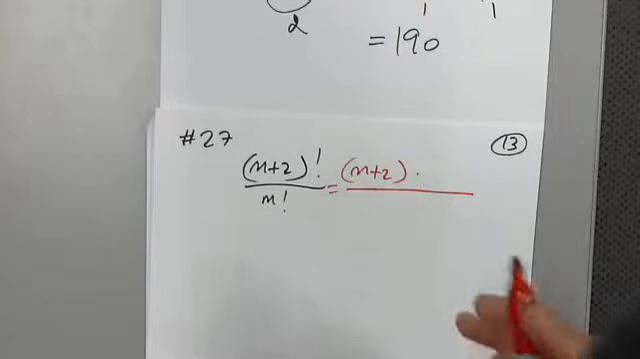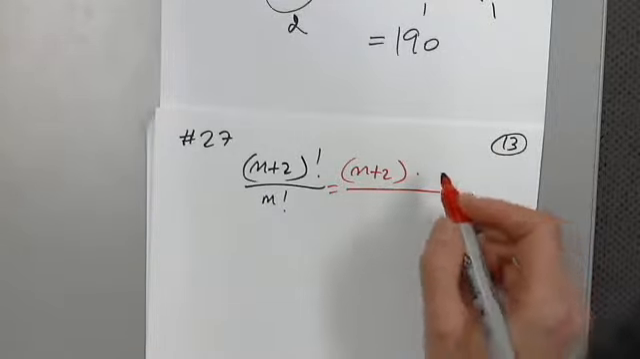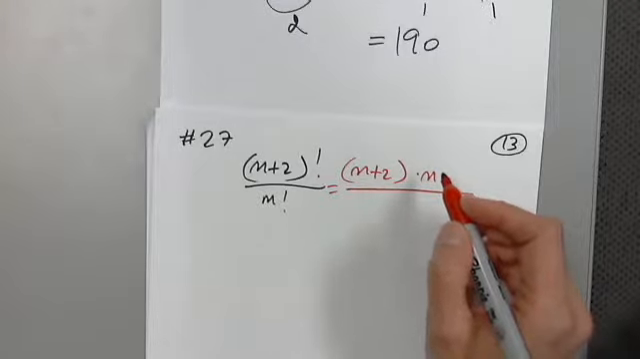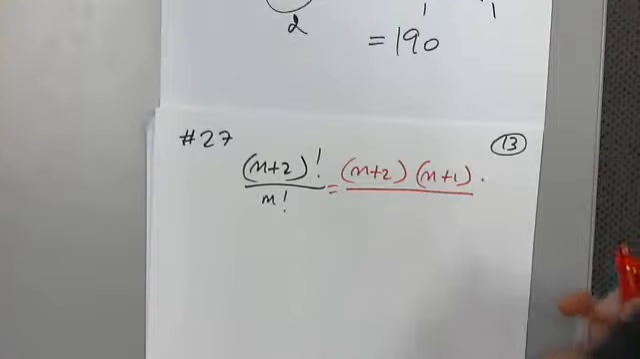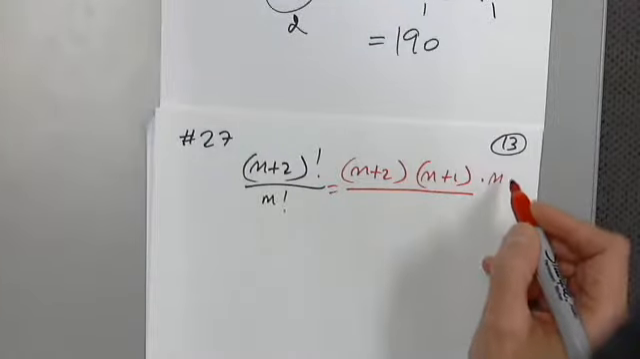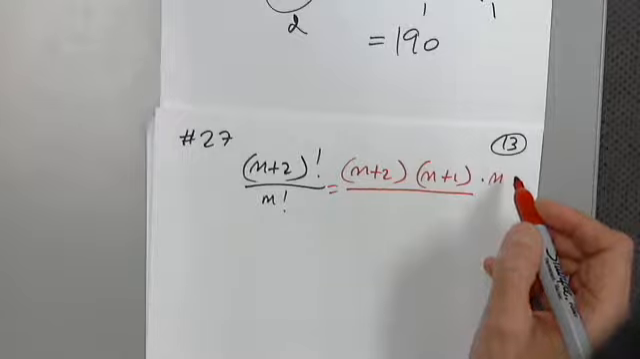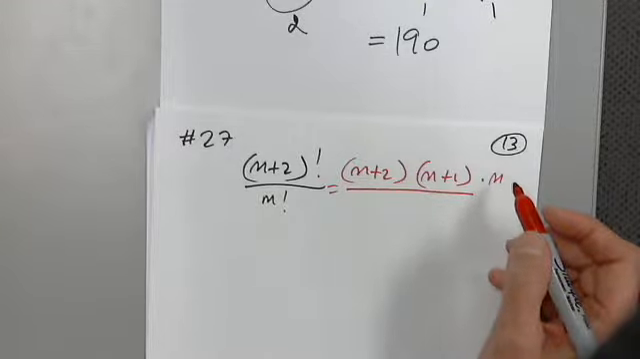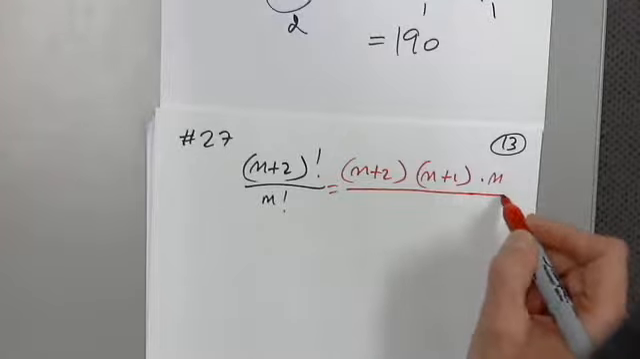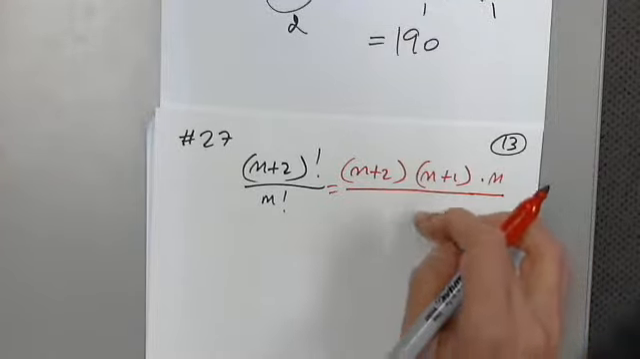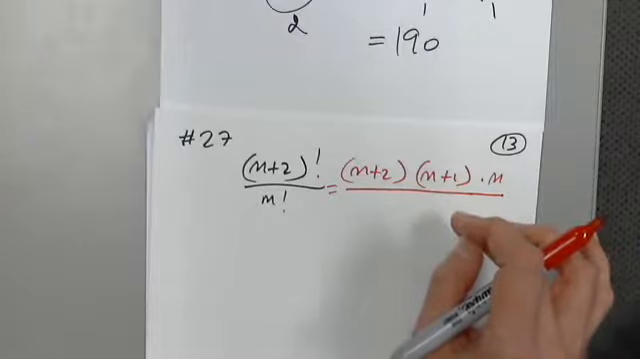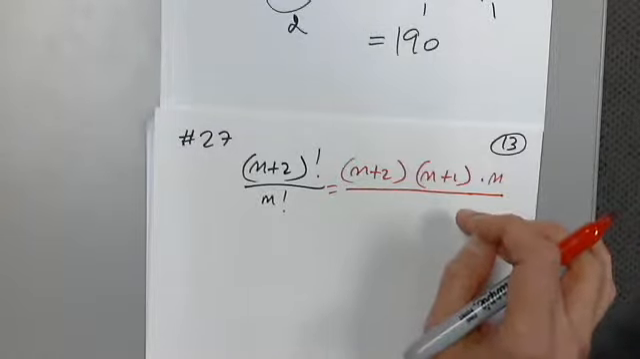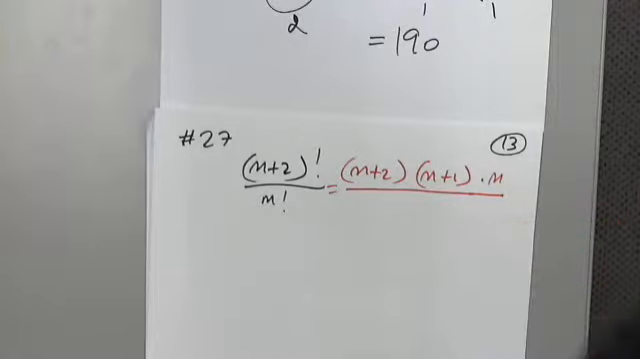N plus 2 times, I cannot go up. N plus 1 times n, not just n. I have to go down to 1. Whatever I start with, I have to go all the way to 1. So this is n plus 2 times n plus 1 times n minus 1 times n minus 2 times n minus 3 times n minus 4 times n minus 5 times n minus till 1. But I don't want to do that. Look at the denominator.